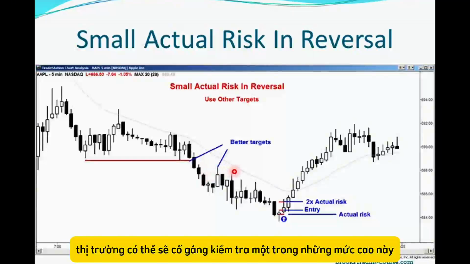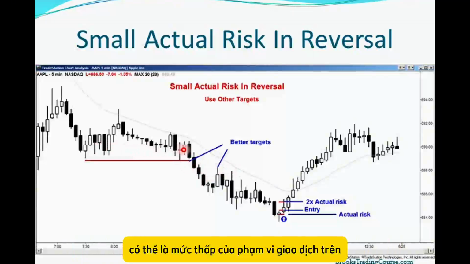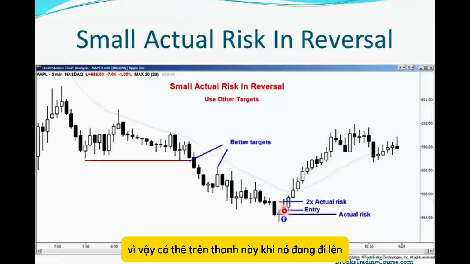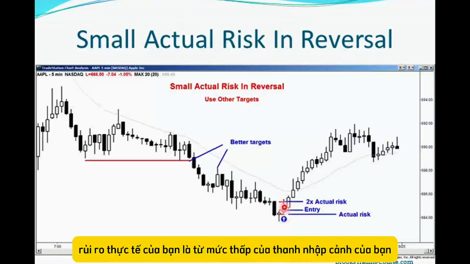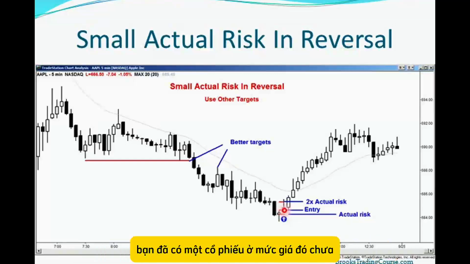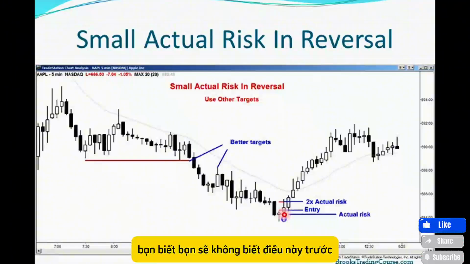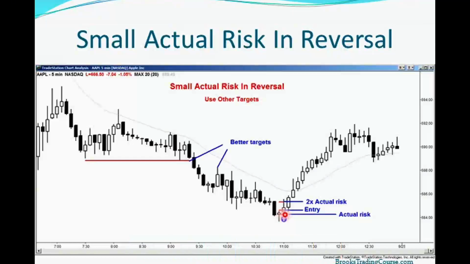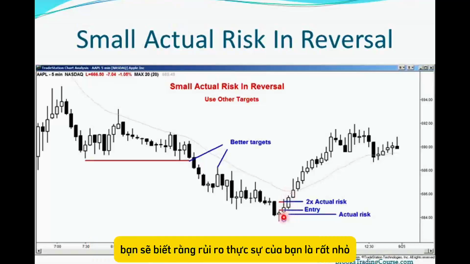The market probably will try to test one of these highs, maybe the low of the upper trading range. Your actual risk, you'd know it when the market started to go up. So maybe on this bar as it's going up, certainly by the close of this bar, you could calculate your actual risk, right? And your actual risk is from the low of your entry bar to 1 tick above your signal bar. Had you had a stop at that price, you would not know this in advance, but had you had a stop at this price at the time you entered, the market would have missed your stop by 1 tick and then rallied. So in hindsight, you'd know that your actual risk was very small right here.